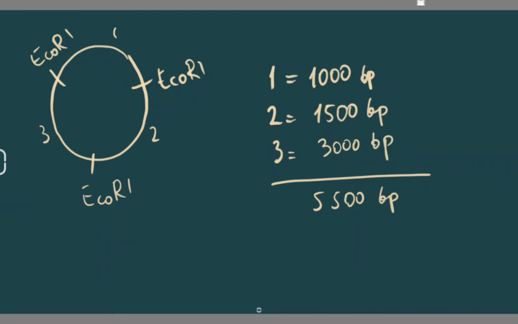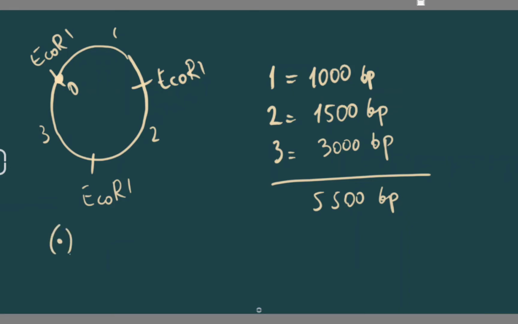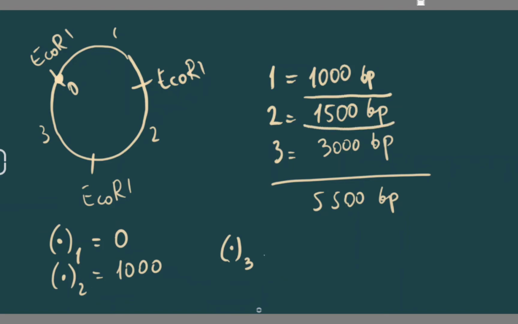And if you are asked to define the restriction sites, the easiest way is to take one of these restriction sites as a 0 point, which means the first restriction site will be 0, the second restriction site will be 1,000 away from it, so it's 1,000, and finally the third restriction site will be another 1,500 away from it, and it will be 2,500.